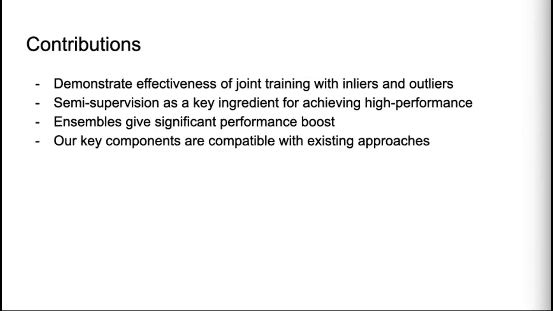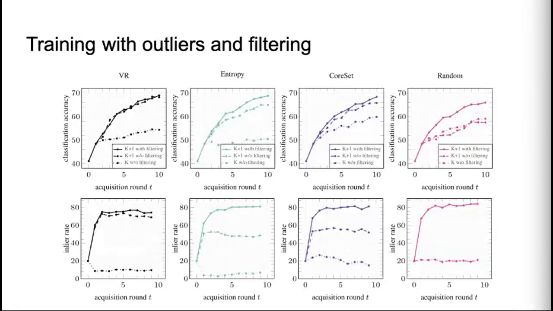The key components of this work are theoretically compatible with existing approaches. The practical performance benefits of their combination are empirically demonstrated in our experiments. First, we present the influence of using a k-way versus k+1-way classifier. Using a k+1-way classifier significantly improves the performance over the k-way classifier for all acquisition functions besides random. There is no improvement on random, as the random acquisition is independent of the model. To a large extent, this is attributed to the significant increase of the inlier rate shown at the bottom of the slide. Because of this, we opt for using a k+1-way classifier in our method.